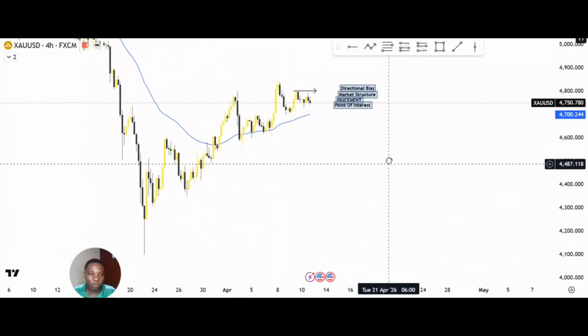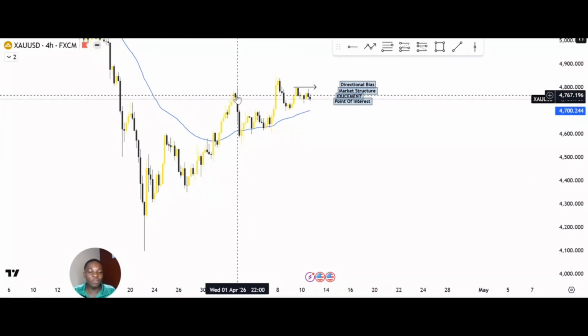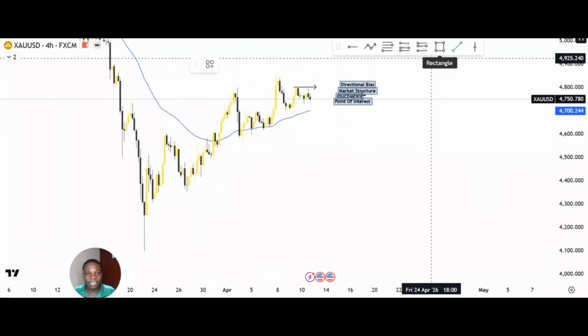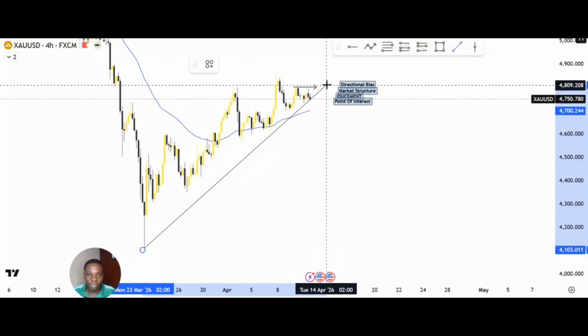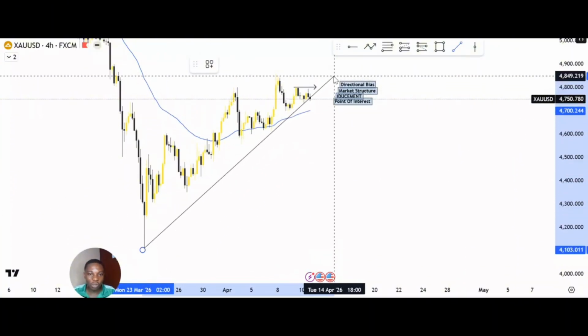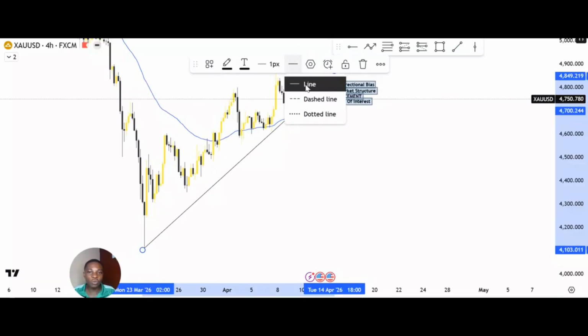Don't trade the trend line. Use the trend line to confirm the trend, to confirm that okay, we are still bullish, or okay, we are still bearish. That's what we use trend line for.